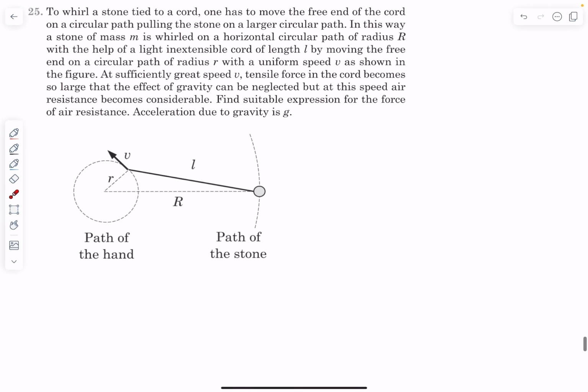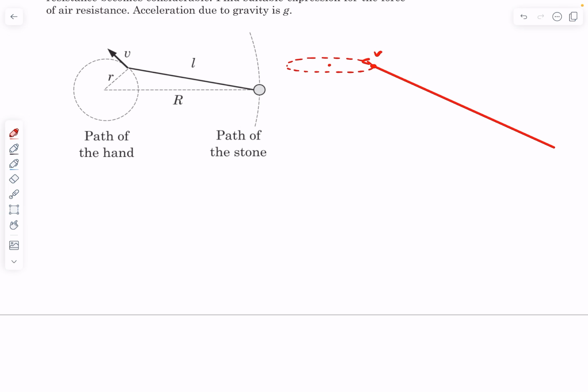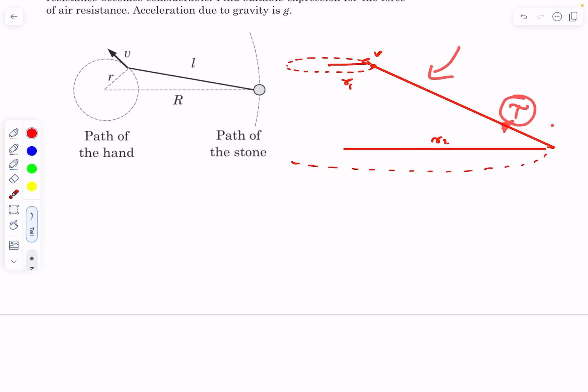So let's try to understand what they mean by this line: tensile force is so large that the effect of gravity can be neglected. Let's draw the side view of the situation. I'm just drawing a rough diagram. This is the horizontal circle in which the free end is being moved, and this is the circular path of the stone. Let's take this radius as some R2 and this radius as some R1. This situation is some arbitrary situation, where mg is significant in comparison to the tension.